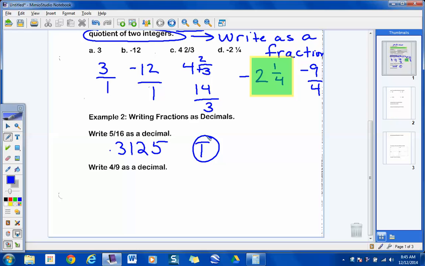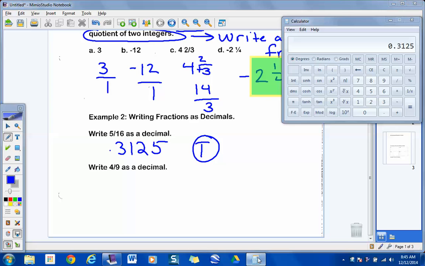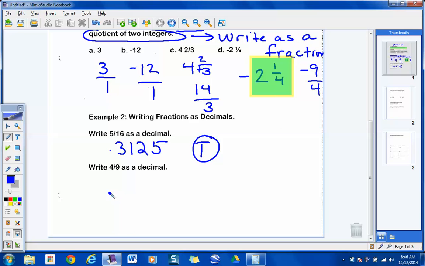Okay. 4 divided by 9. Anybody got it yet? 0.444444, and so on. A lot of 4s, right? Yeah. How do I express that? With the bar, 0.4 with the bar on top. Of which value? 4. Okay, so bar notation right here. If I put a bar just above the 4, that indicates to me that the 4s go on forever.